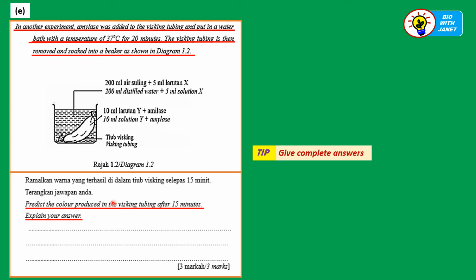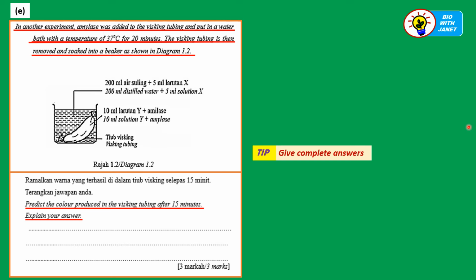So this is a prediction question, and you have to be able to predict using your scientific knowledge, and after that explain your answer. The prediction question is also based on the experiment at the beginning. You have to refer to the experiment at the beginning. Now let's look at this experiment. Firstly, the amylase was added. What is the function of the amylase?